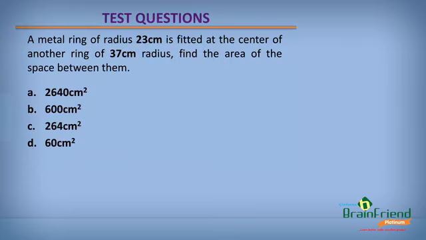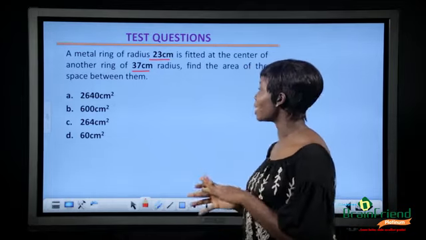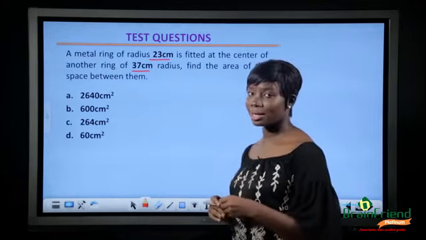Now for our second test question, a metal ring of radius 23 cm is fitted at the center of another ring of 37 cm radius. Question is, find the area of the space between them. A, 2,640 cm square. B, 600 cm square. C, 264 cm square. D, 60 cm square. So, you can solve this on your own, pause the video, solve it on your own, and come back to check for the correct answer.